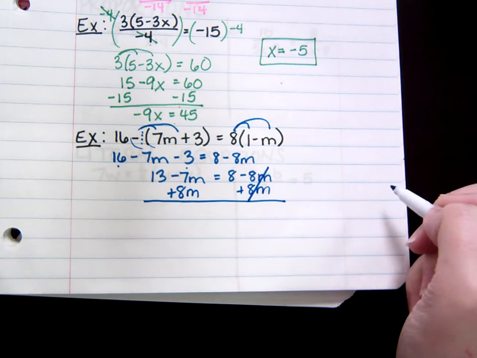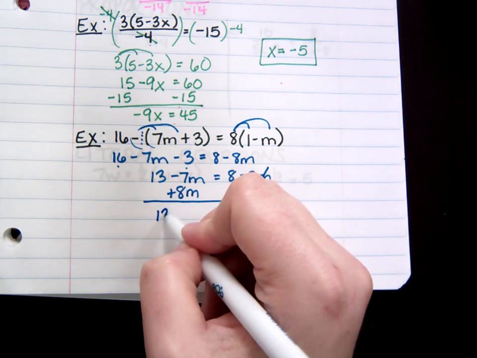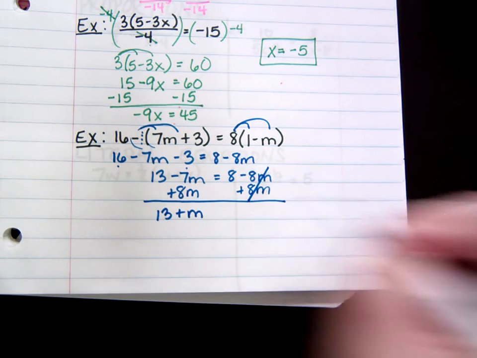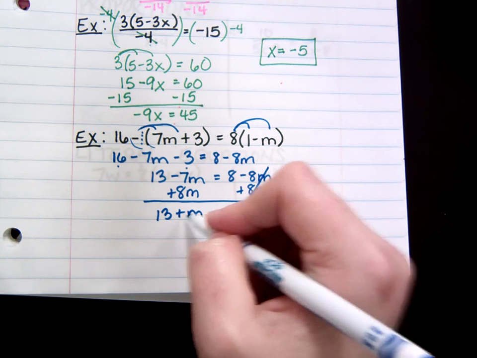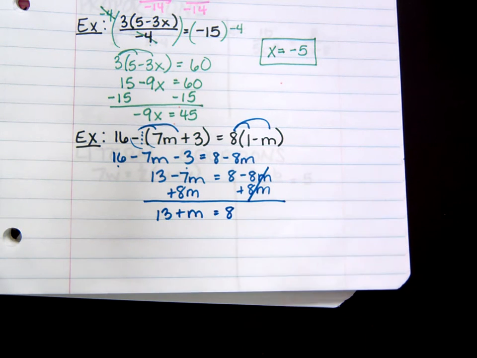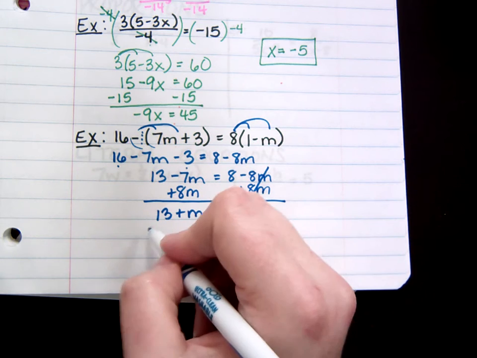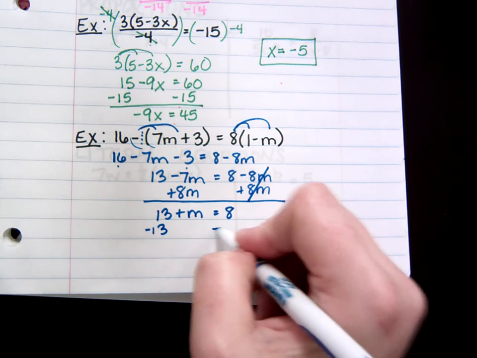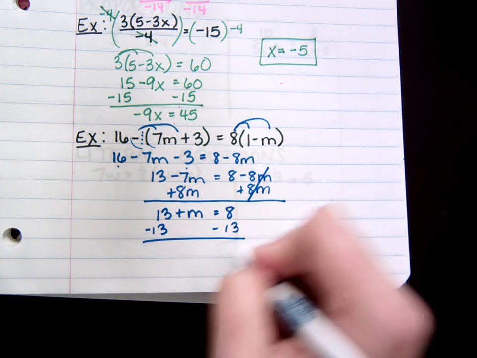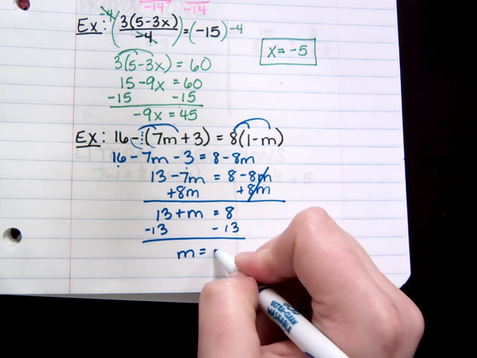This cancels it out on the right side, and on the left side I'm left with 1m. Now you can write a 1 here, but you don't have to. Last thing is subtract 13 from both sides, and you get m is equal to negative 5.